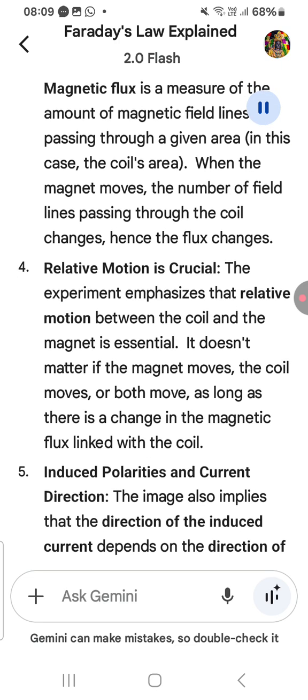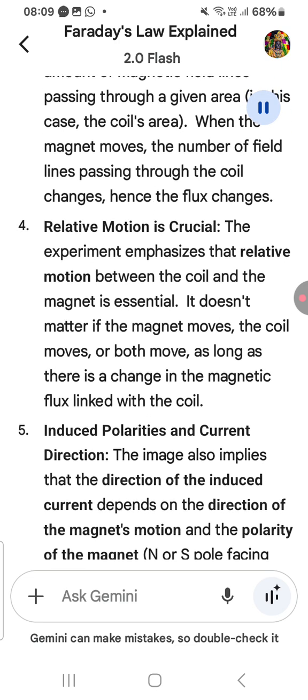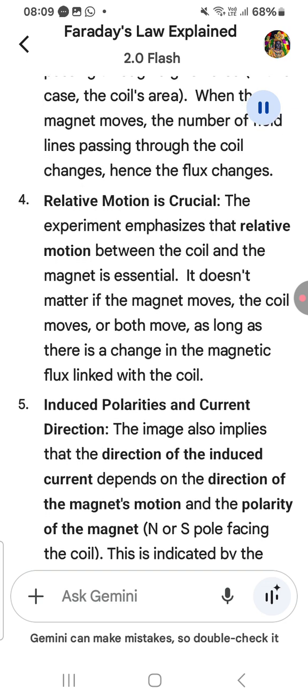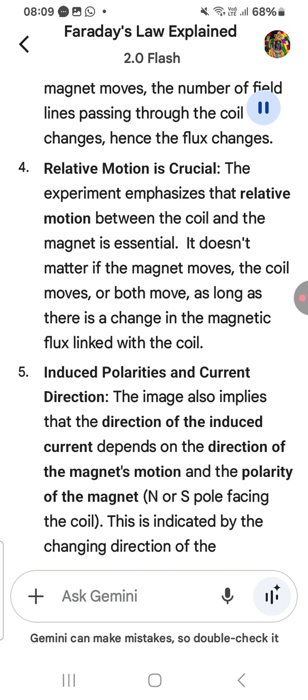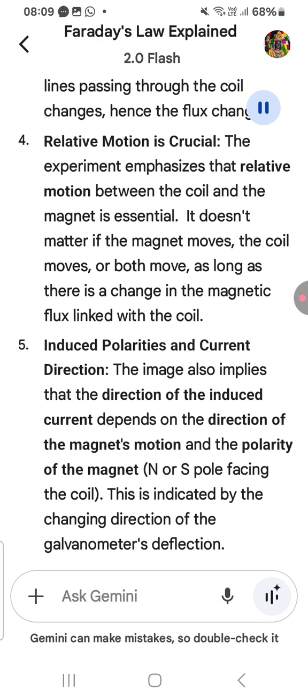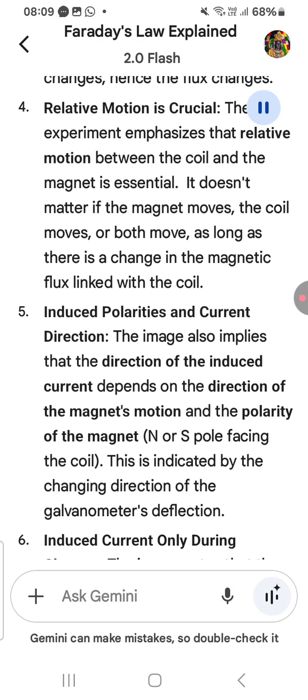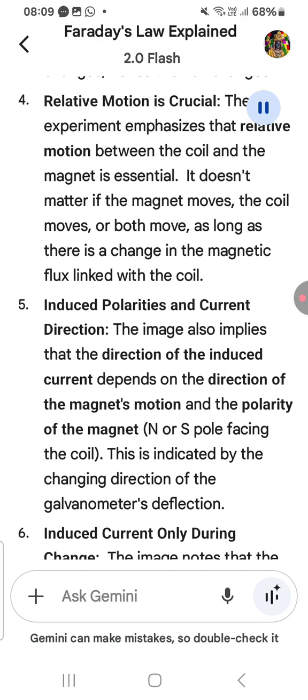5. Induced polarities and current direction. The image also implies that the direction of the induced current depends on the direction of the magnet's motion and the polarity of the magnet, N or S pole facing the coil. This is indicated by the changing direction of the galvanometer's deflection.